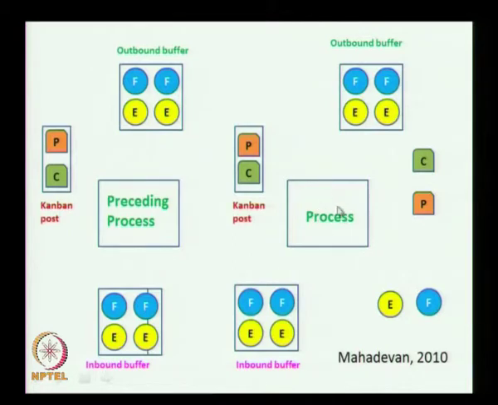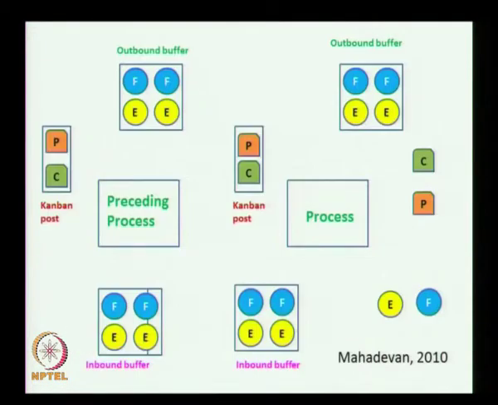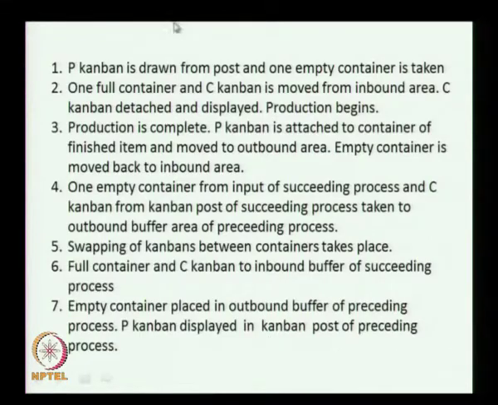Now suppose we want to initiate production here, then what do we do? A P Kanban is drawn from the post and one empty container is taken. It means that when there is a P Kanban put here for this person to see, the person can initiate production in this place. So the person picks up a P Kanban and also picks up an empty container. Obviously, in order to produce, the raw material also has to be taken. So one full container and a C Kanban is moved from the inbound area. The C Kanban is detached and displayed, and production begins.